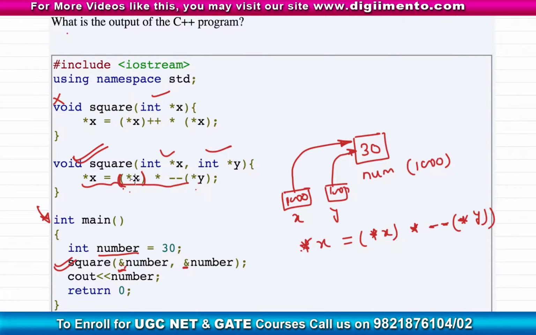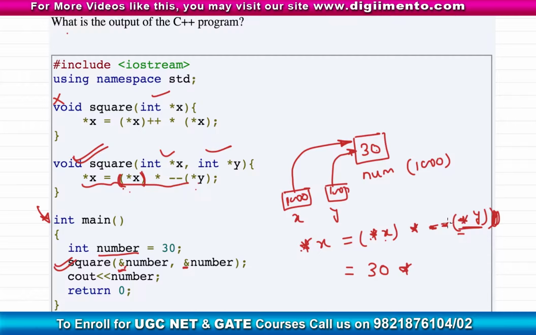First the left parenthesis will be executed. So *x means the value at the pointer x, or the value at address 1000, which is 30, the number. So it puts 30 here. I am not going to apply the multiplication now, because the higher precedence operator is the parenthesis. The same goes for the second parenthesis, which means the value at y, the value at location 1000, which is 30.